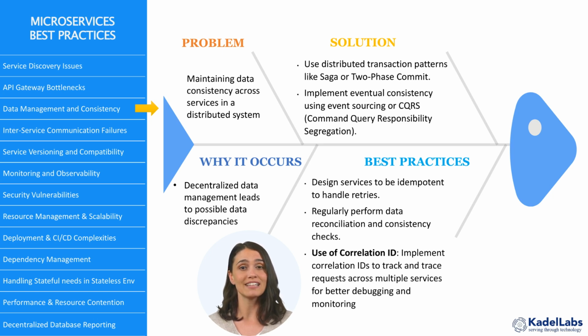Event sourcing, or CQRS, can also help maintain consistency by capturing changes as events and processing them in order. To ensure reliable services, design them to handle duplicate requests and regularly check data for inconsistencies. Use correlation IDs to track changes and help with debugging. By following these methods, we ensure data consistency and reliability in a microservices architecture. Next, we'll discuss inter-service communication failures.